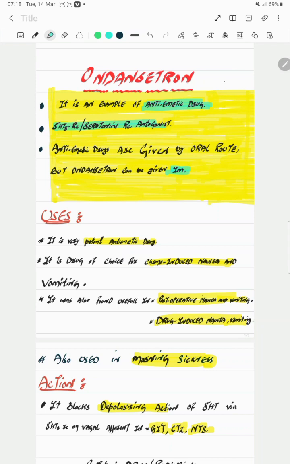Now about use, ondansetron is a potent anti-emetic drug. It's a drug of choice for chemo-induced nausea and vomiting. It was also found useful in post-operative nausea and vomiting, as well as in drug-induced nausea and vomiting. Apart from this, in case of pregnant women, it is used for the treatment of morning sickness.